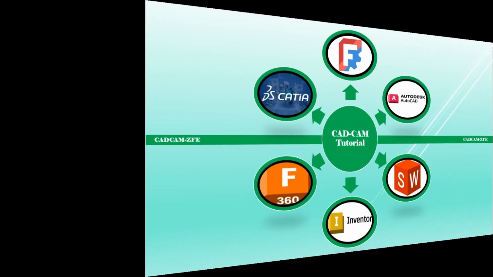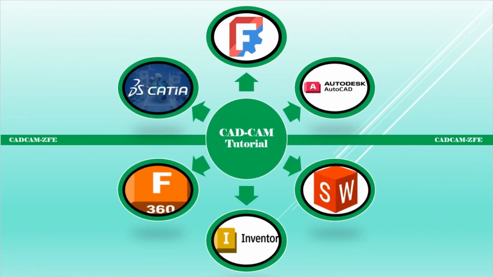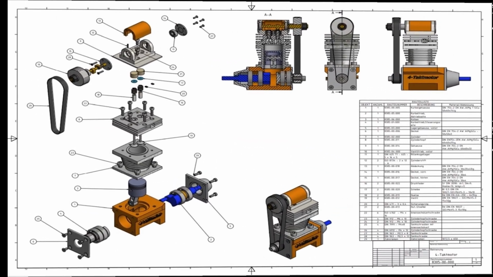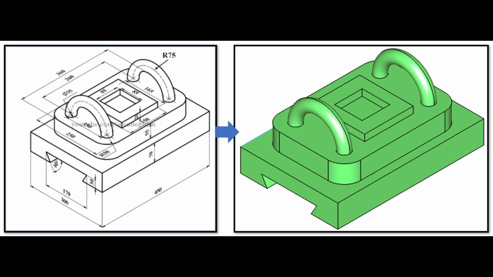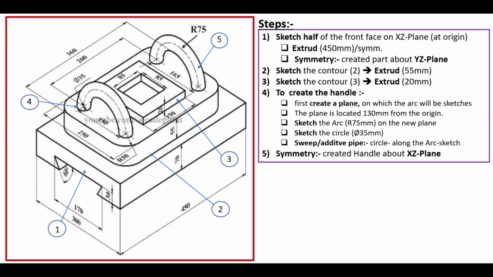In this tutorial, I will show you how to create a 3D model from an existing ISO-view drawing with the help of FreeCAD tools, especially the symmetry and the linear pattern tools. On the left side, you find the input ISO drawing, and on the right, our output 3D model. Here, you find the steps to create this 3D model.